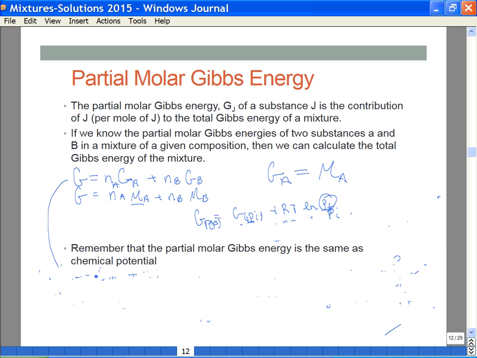So we call the final pressure P sub F, the pressure of interest. Whatever the pressure of interest is, that's what we're trying to find. So we just get rid of the F completely. And we let P initial equal the pressure in the standard state. What is standard state pressure? One bar, right?